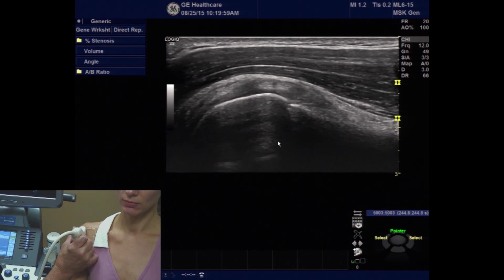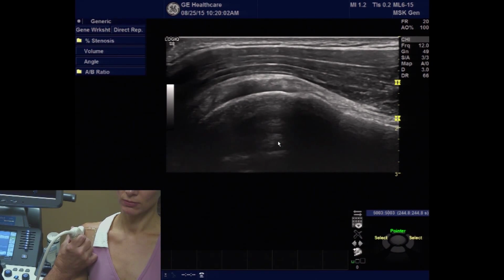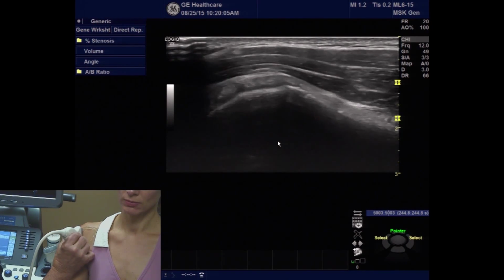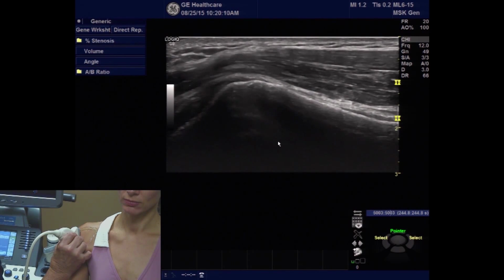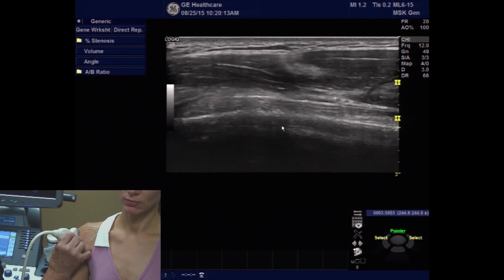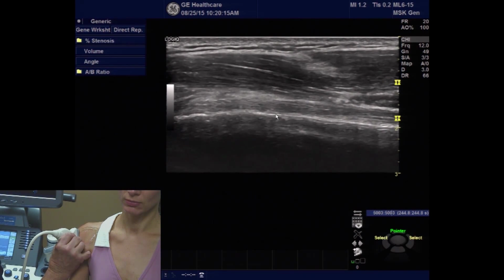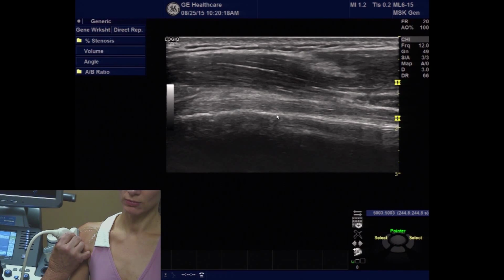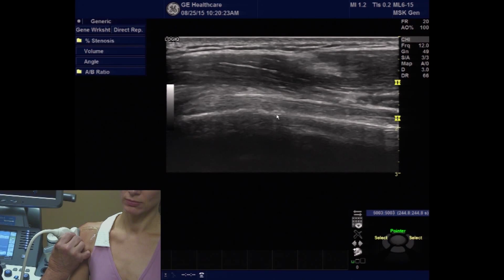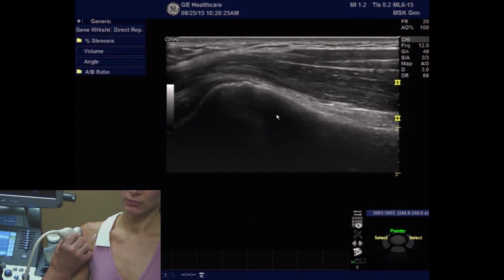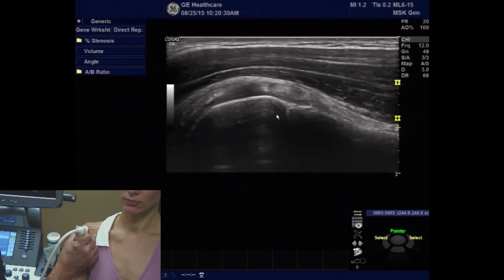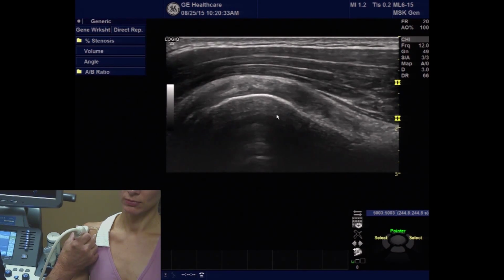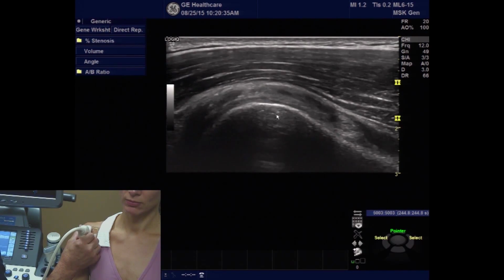As I move the transducer out laterally, I continue to its insertion onto the lesser tuberosity. And if I continue my lateral movement of the transducer, I run into the bicipital groove and I see the long head of the biceps tendon, which tells me that I have evaluated the subscapularis tendon completely in its short axis from the insertion to the myotendinous junction. Moving the transducer back, retracing my steps, adjusting for anisotropy as I move, all the way back out to the coracoid process.